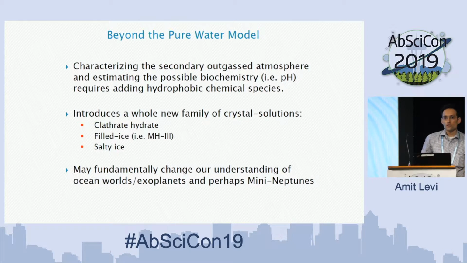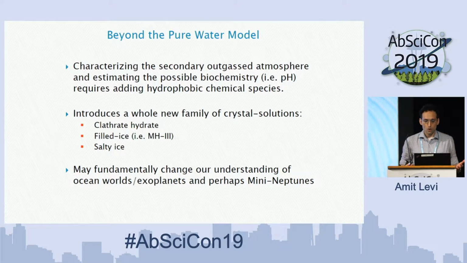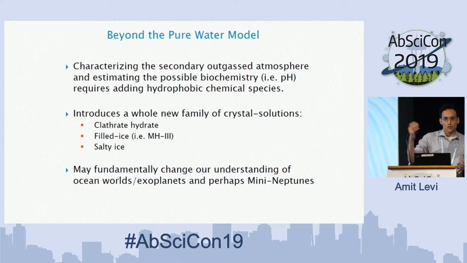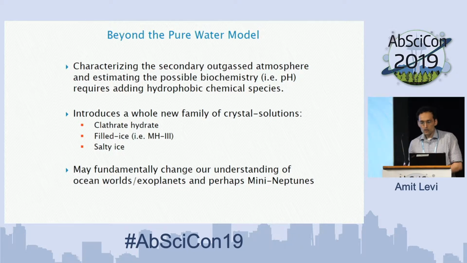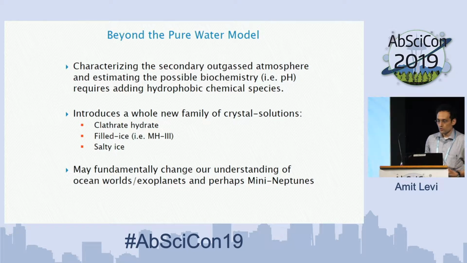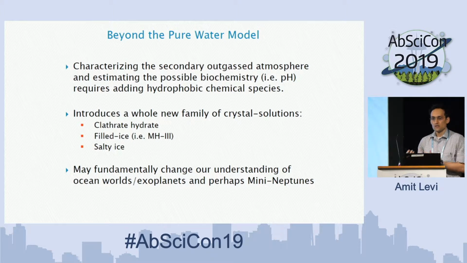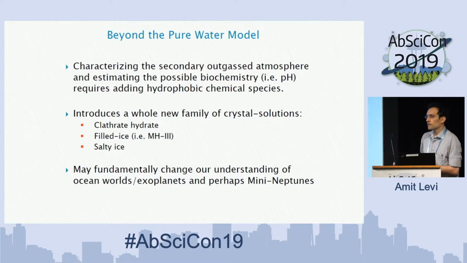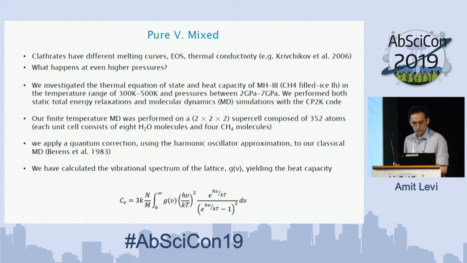If we want to understand what sort of atmospheres and what sort of biochemistry to expect around ocean exoplanets, for oceans that have enough water to have a high-pressure ice layer separating the ocean from the rocky interior, we need to introduce a lot of hydrophobic chemical species and salts. These would introduce a lot of crystal structures like clathrate hydrates, filled ice, and salty ice, that may fundamentally change our understanding of how material is transported along high-pressure ice mantles.